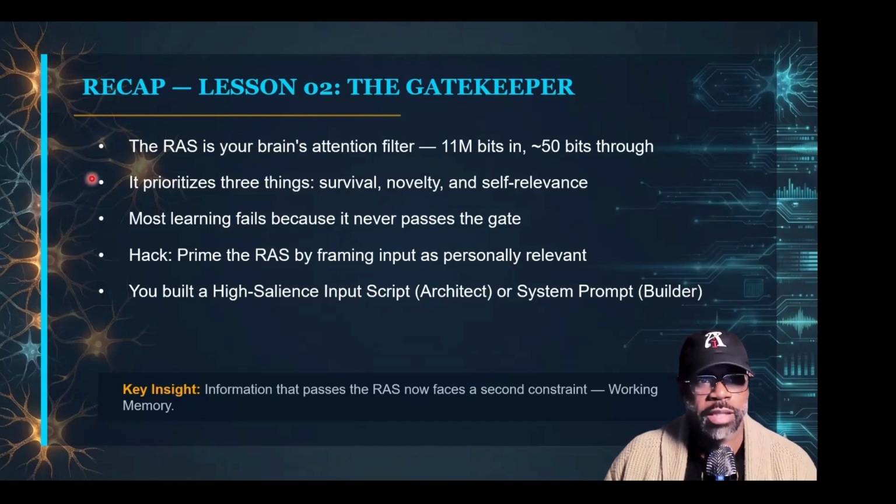We also learned last class that the RAS, or the reticular activating system, prioritizes primarily 3 things: survival, novelty, and self-reliance. So if it's not one of those 3 things, your RAS works against you to retain that information. We also learned that most learning fails because it never passes this gate, the RAS, and we learned some ways to hack it.